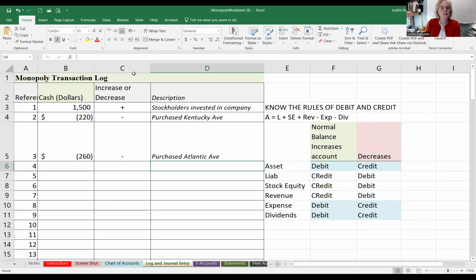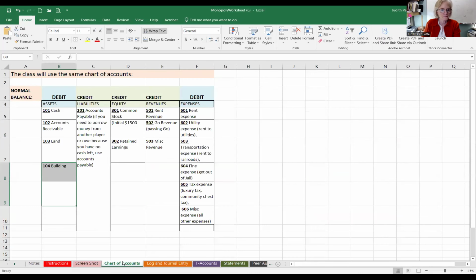We have a chat question. When you buy a place, it's categorized as land, but if you add a house, it's considered property. Am I correct? Yes and no. So Callahan, let's look at the chart of accounts.